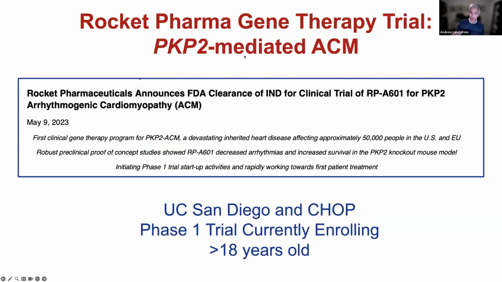And this preclinical work has actually fueled the first trial in a SADS condition, which is now being started as a phase 1 clinical trial by Rocket Pharma for a PKP2 arrhythmic cardiomyopathy trial. They are right now enrolling individuals at UC San Diego and CHOP for this phase 1 clinical trial, looking for folks 18 years or older with PKP2 mutations who have severe enough disease to require an ICD. A preclinical model being translated now to a phase 1 clinical trial.